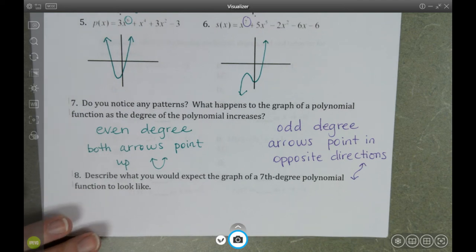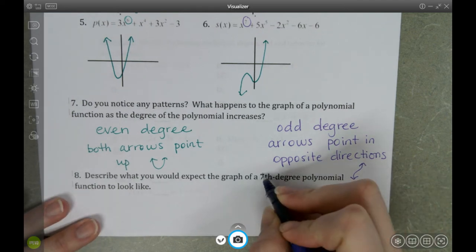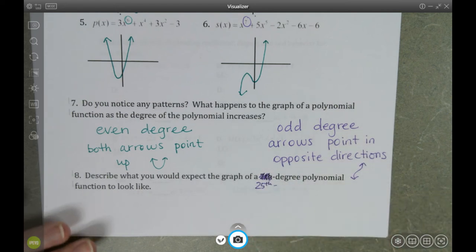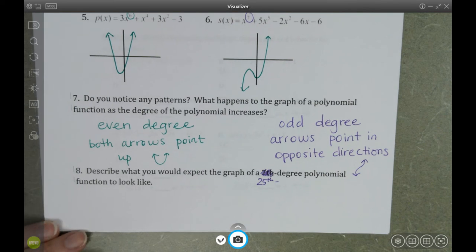Okay, so I see, yours is 25. So what would you expect a 25th degree polynomial to look like?